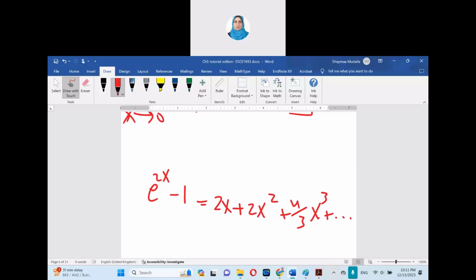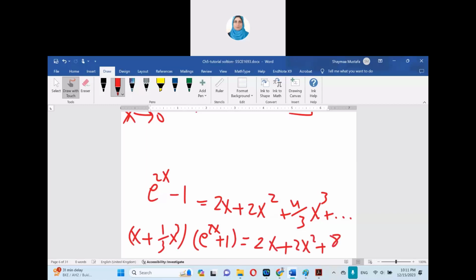But the second one, when you multiply x plus 1 over 3x cubed, e to x plus 1, the first two terms are the same, 2x plus 2x squared, but then you have 8 over 3x cubed, not 4. But the first two terms will be the same. It should be like that. So try to find this, so you will have it like this one.